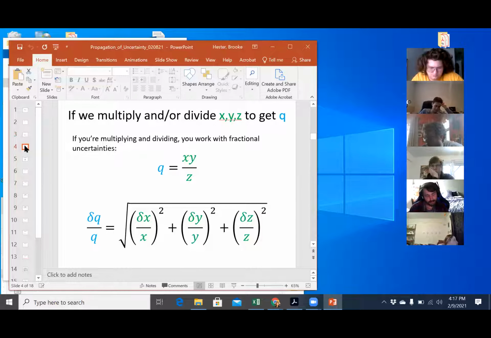Okay, more review. If we multiply or divide our measured values x, y, and z to get q, then we think of fractional uncertainties in that case, mostly to help us not have to deal with units. We can think of percentages instead of units, basically. So if q is xy divided by z, then the uncertainty in q divided by q is going to be the square root of the sum of the squares of the individual fractional uncertainties.